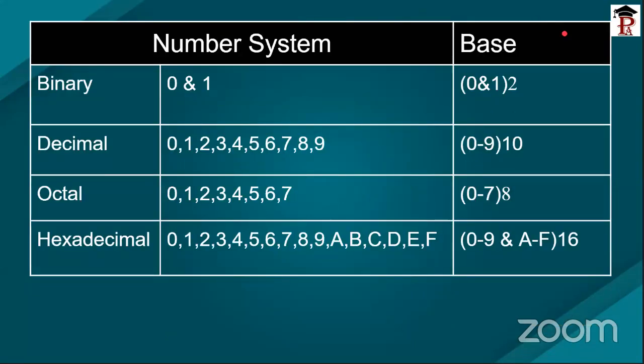This is the number system. The number systems of the computer are binary, decimal, octal and hexadecimal. For binary, we use 0 and 1, and the base is 2. For decimal, we use 0 to 9, and the base is 10. For octal, we use 0 to 7, and the base is 8. For hexadecimal, we use 0 to 15: the digits 0 to 9, and for 10 to 15 we use A, B, C, D, E, F. The base is 16.